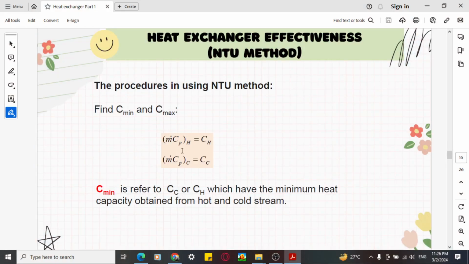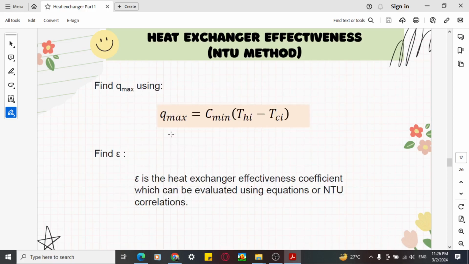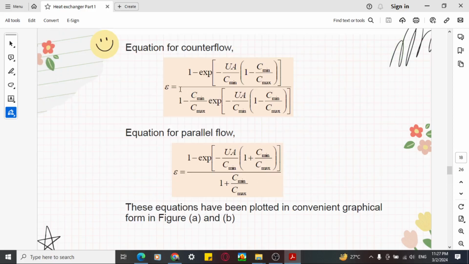When you go to calculate these things, HC and CH and CC, right? You take a look at which one has the higher number. Which one has the higher number? That will become C max. Which one has the lower number? That will become C min. Okay, now we go to this, the Q max equals C minimum. This is the same equation that we'll use. So okay, effectiveness. This is the effectiveness.